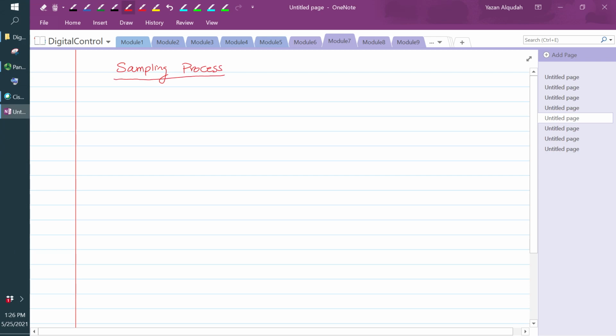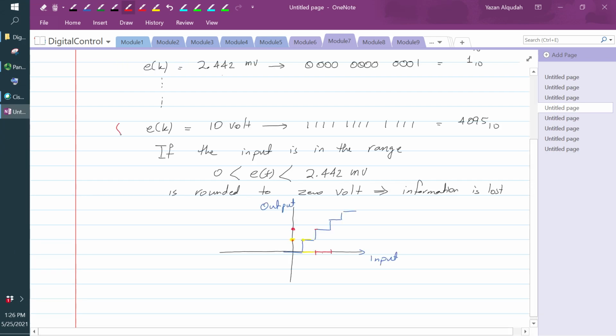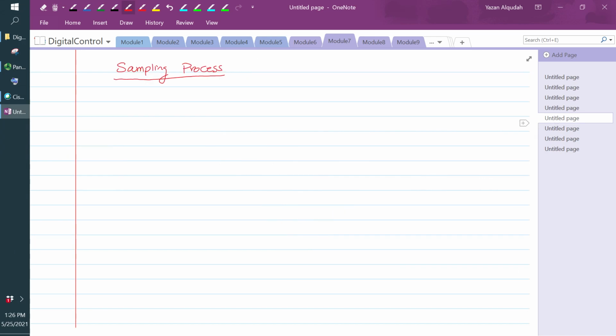So again, this analog to digital converter is gonna include two processes. One is sampling, and the second is the quantization. This process is what we call quantization, which is taking the magnitude and assign it to a discrete finite set of values. Okay, so going back to the sampling process, we can consider the sampling process as a modulation process.